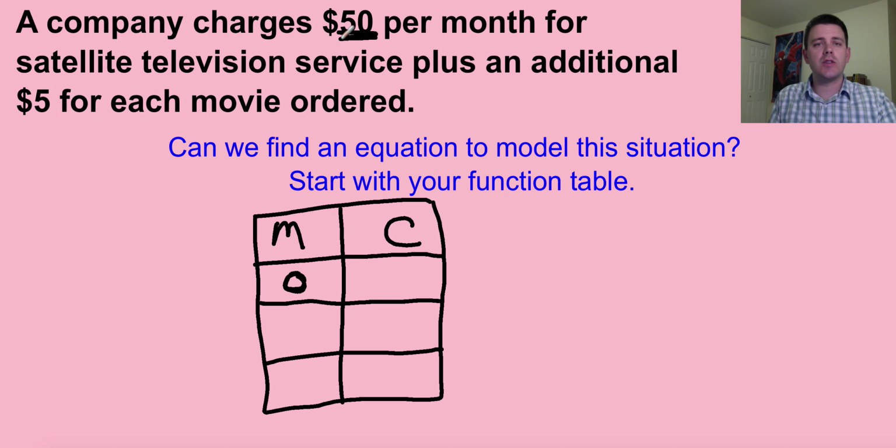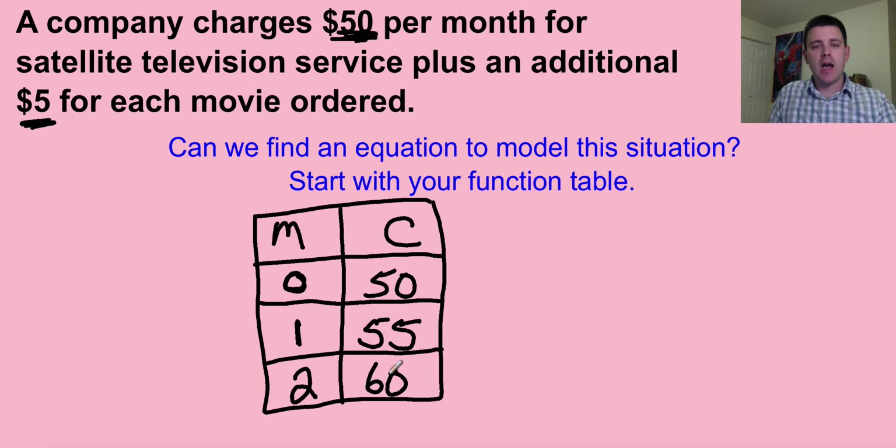Well, it says it charges you $50 a month for the service, even without the movies. So $50. What if I ordered one movie? Well, I still have to pay the $50, but then they're also going to add on $5 for the movie. So that gives me a total of $55. What if I ordered two movies? Well, I still got to pay $50, and now I got to pay $5 per movie. So 2 movies, that's $10, plus the 50 gives me $60.